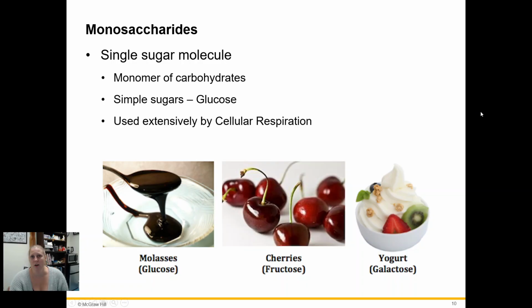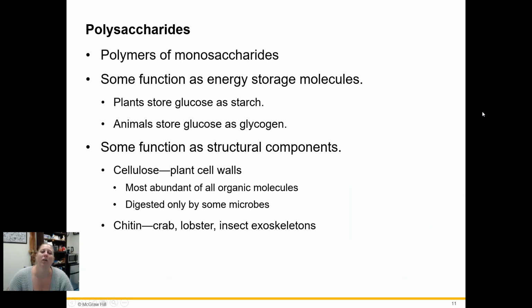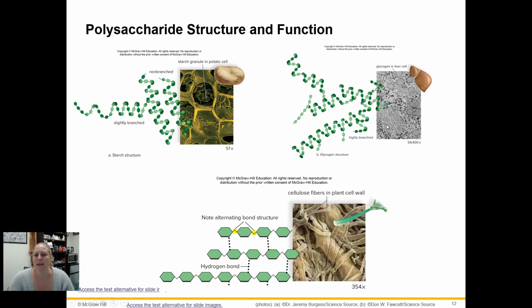Polysaccharides are a little bit more complex, which is why we call them your complex carbohydrates. Okay, some polysaccharides do function as energy storage molecules, things such as starch or glycogen. And then some function as structural components, such as cellulose and chitin. I know it looks like chitin, it's not, it's chitin. Okay, so I'm going to show you a picture and talk about each of these a little bit more. So these are your polymers of your monosaccharides, and these are some examples of those polymers. And let's talk about starch and glycogen first. So in your book, they have these images of a starch granule in a potato cell and glycogen in a liver cell. And really, they don't look that different.